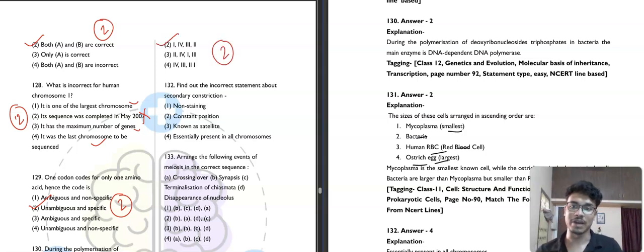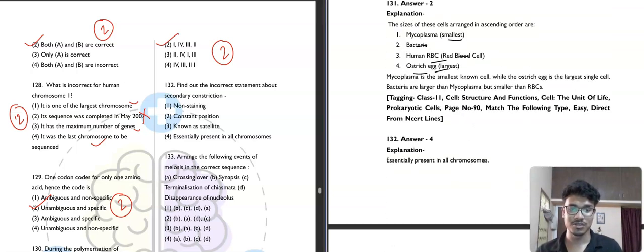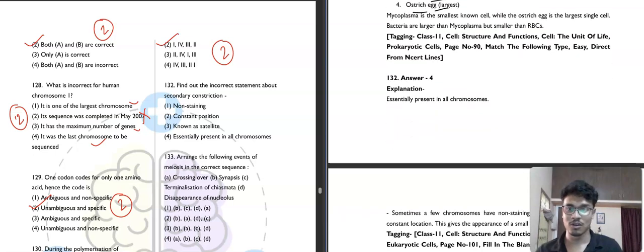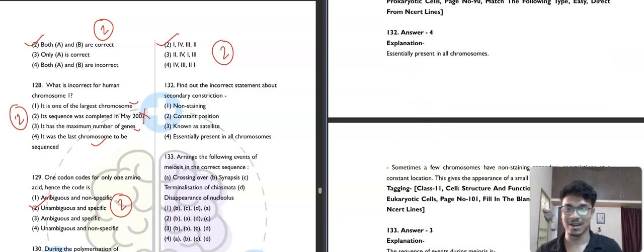Then question number 132. Find out the incorrect statement about secondary constriction. What is incorrect about secondary constriction? Essentially present in all chromosomes. This is the incorrect one because it is not essentially present in all chromosomes. So fourth option will be your incorrect. This is a non-staining part with a constant position, known as satellite. Fourth option will be your correct answer.